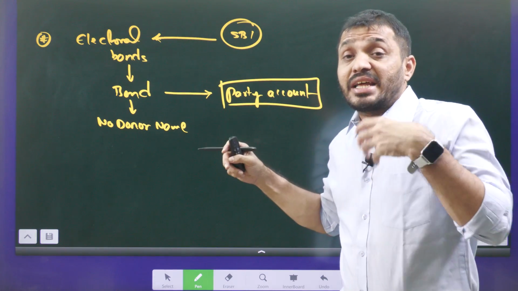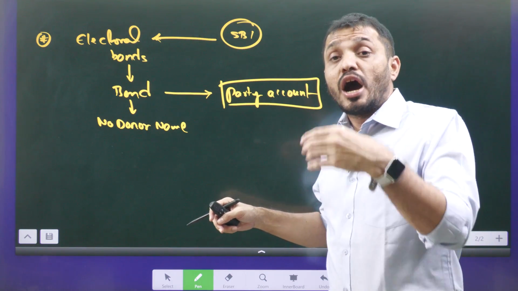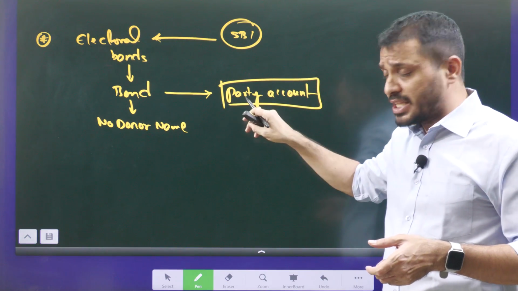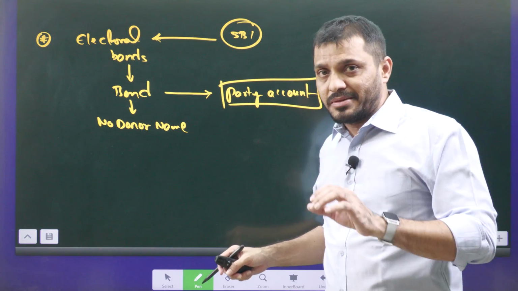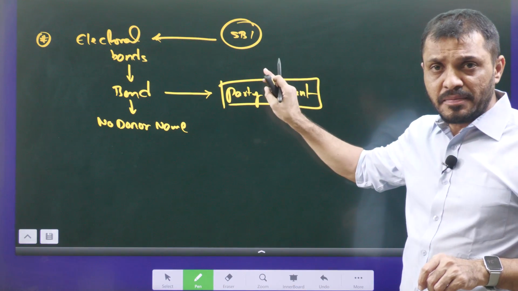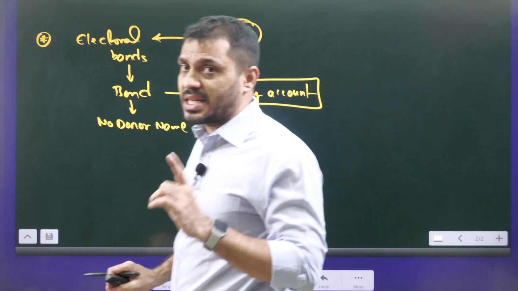For example, if I file an RTI about, say, the Communist Party of India, asking how much money they got through electoral bonds, they will tell whatever money they got, but they don't know who gave that money, because all the data is with only SBI. That SBI data can be accessible only to the government. That is a major concern here.